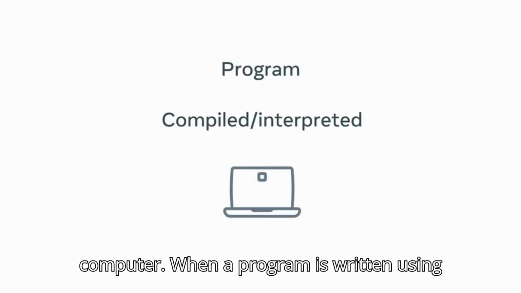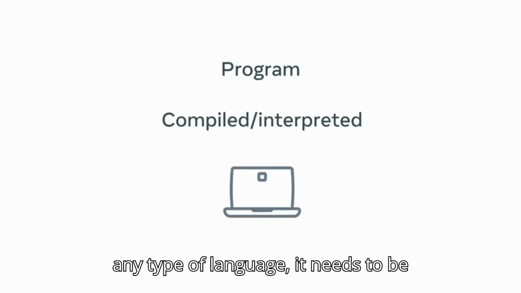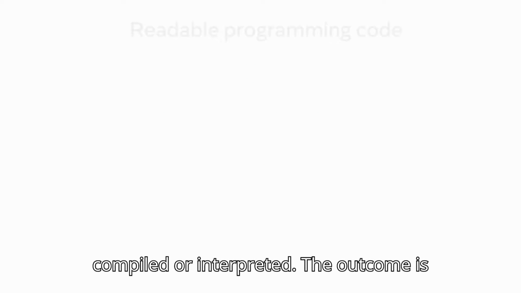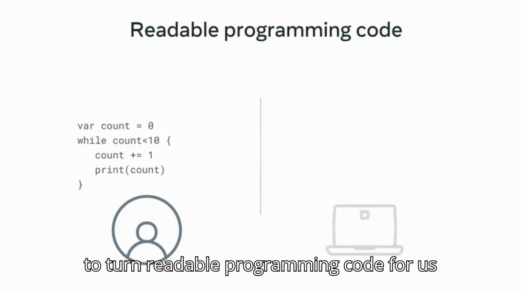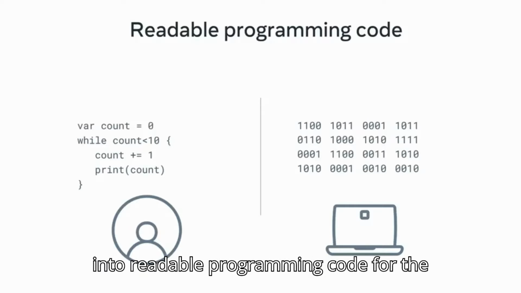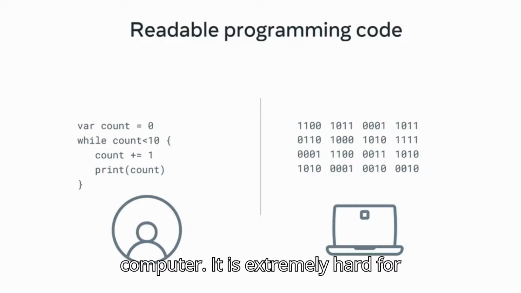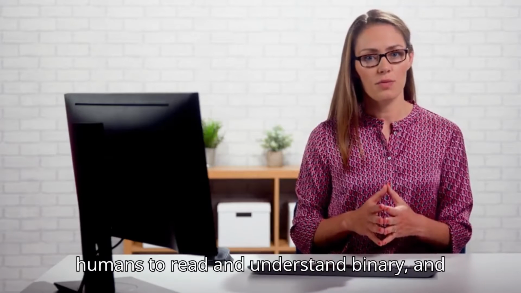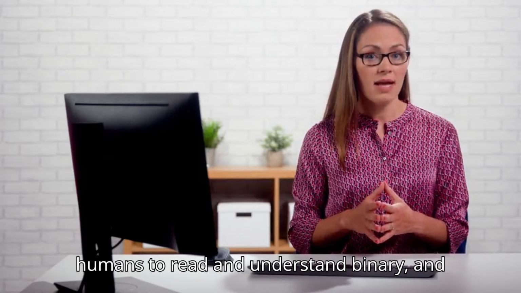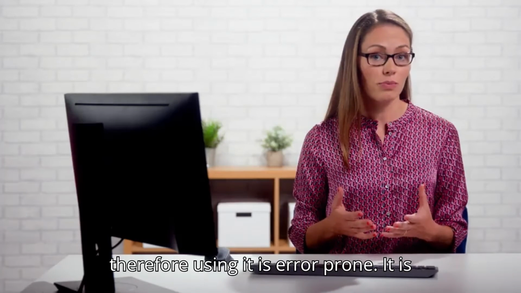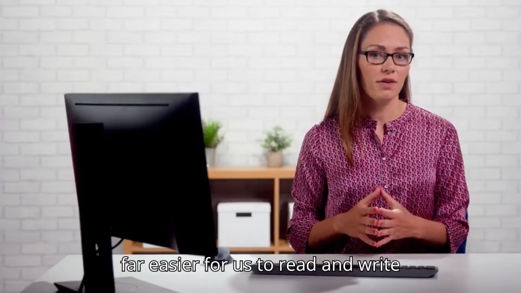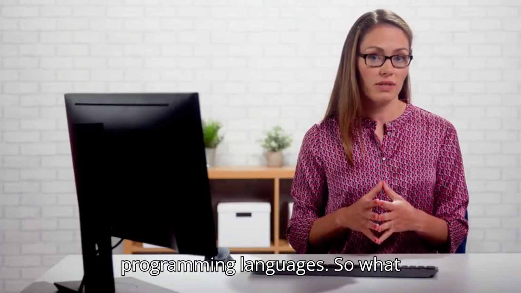When a program is written using any type of language, it needs to be compiled or interpreted. The outcome is to turn programming code that is readable for us into code that is readable for the computer. It is extremely hard for humans to read and understand binary, and therefore using it is error-prone. It is far easier for us to read and write programming languages.